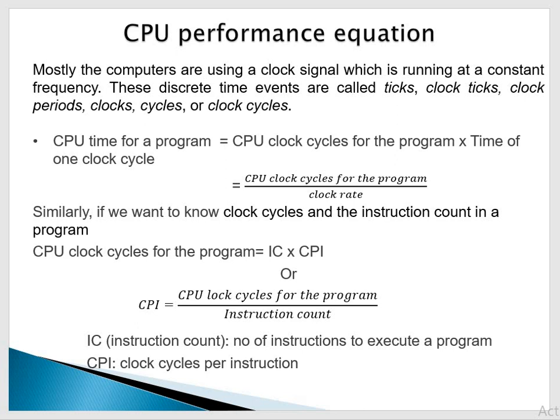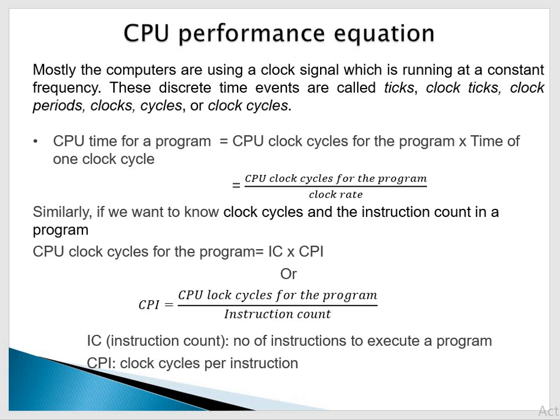In some cases, designers also use the clock rate. So what is clock rate? Clock rate is inversely proportional to the clock period or clock cycle time. Basically, clock rate is the frequency of the clock signal, and the clock cycle is the time taken to complete one cycle. So it is the duration of one cycle of the applied clock frequency.